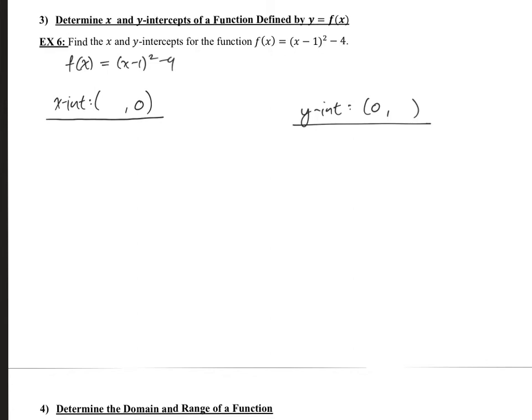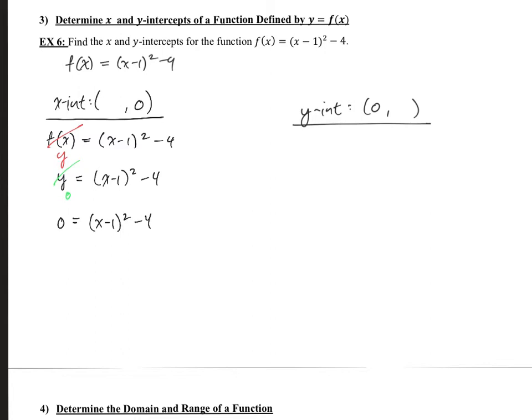So for the x-intercept, we're setting y equal to 0. But in my equation, I don't see a y. Oh gosh, what do I do? Well, remember, f of x is just the nickname for y, isn't it? So I'll go ahead and replace it with y so it looks a little more similar. So y equals x minus 1 squared minus 4. And we're going to take out y, replace it with 0, because that's how we find our x-intercepts. So 0 equals x minus 1 squared minus 4.